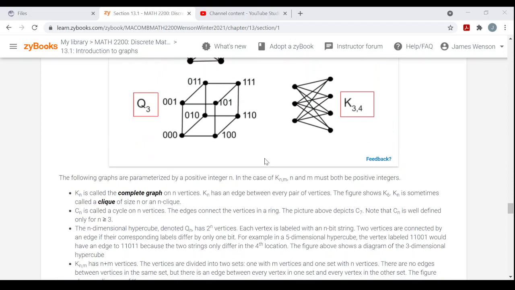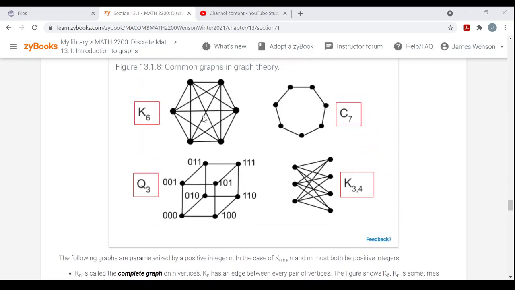All right, so like I was saying, a complete graph on n vertices, a cycle on n vertices, a hypercube of n dimensions, and a 2-part graph or a complete bipartite graph.